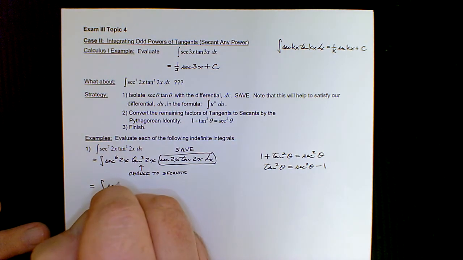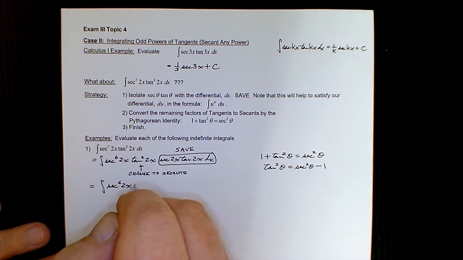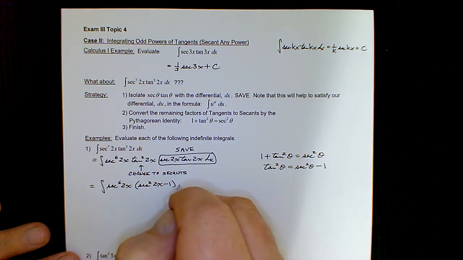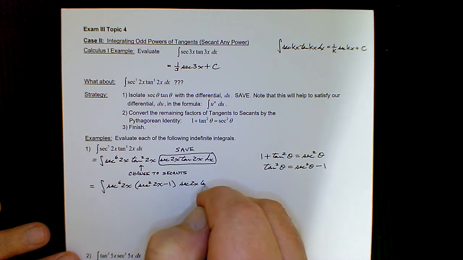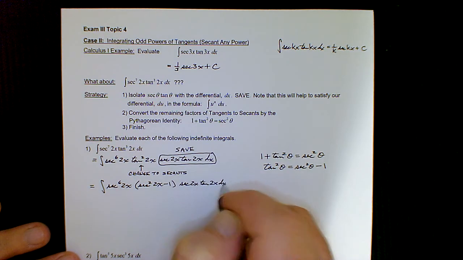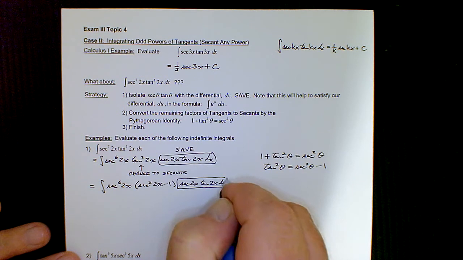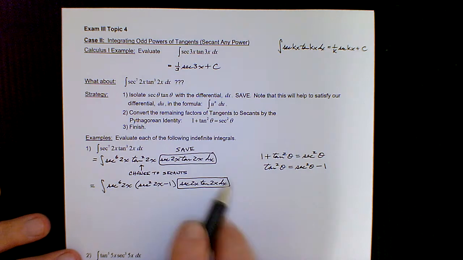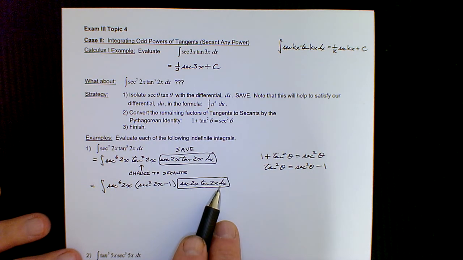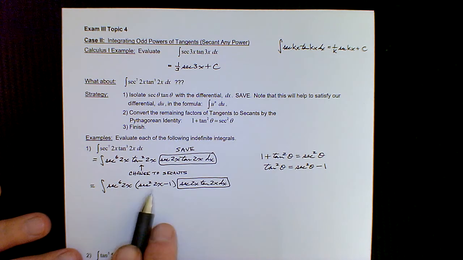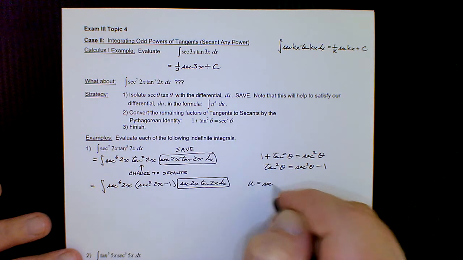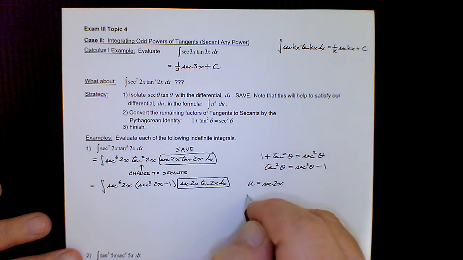Recopy integral secant to the 6th of 2x, tangent squared, once again replaced by secant squared of 2x minus 1. And then we have the secant 2x, tangent 2x, along with the differential dx that's saved to satisfy our du. So we forced the du to exist in the form of secant tangent, changed everything else to be in terms of secants, which will be our choice of u. So u is secant of 2x.